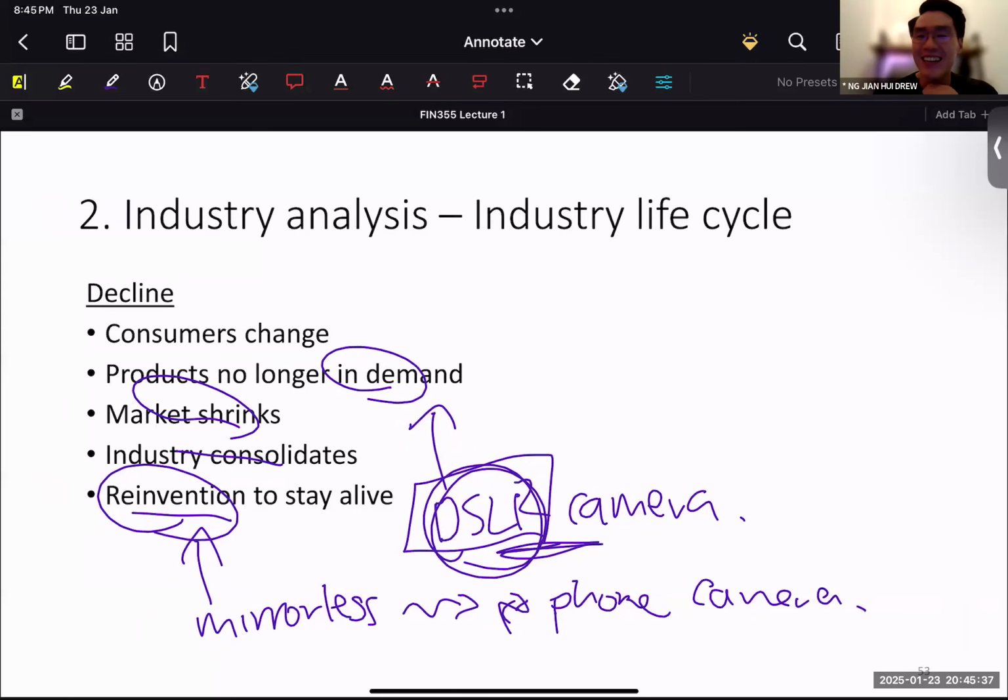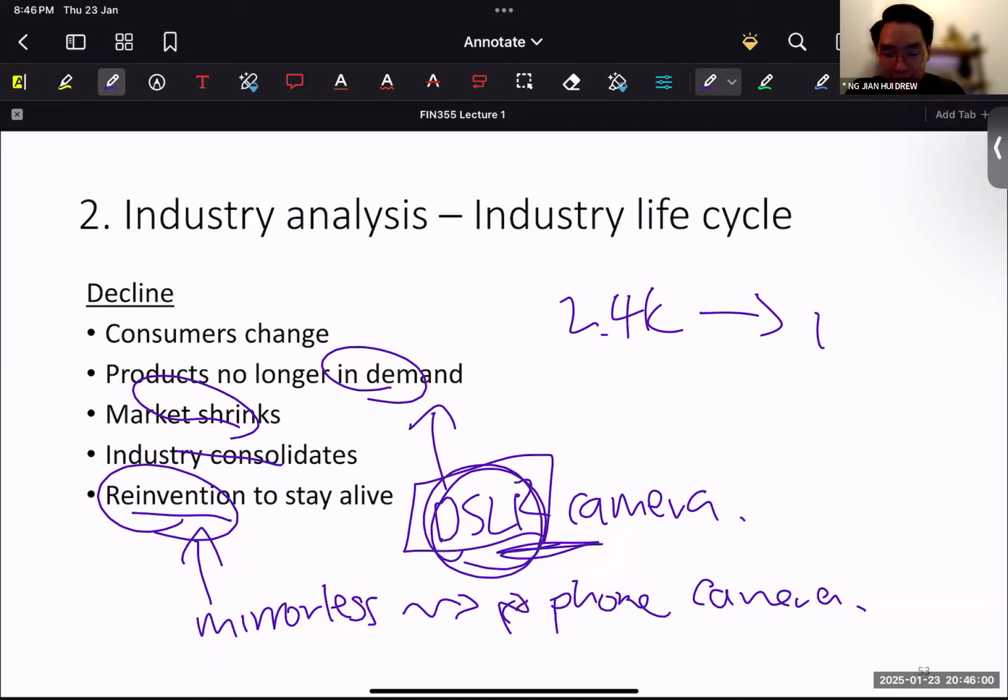So an interesting thing is the other day I was trying to sell my DSLR camera on Carousell. I bought it, of course, about 15 years ago. And at that point in time, 15 years ago, it cost me 2.4K to buy the camera. And then eventually I sold it off I think 2 or 3 months ago for only $150. So the depreciation is insane.